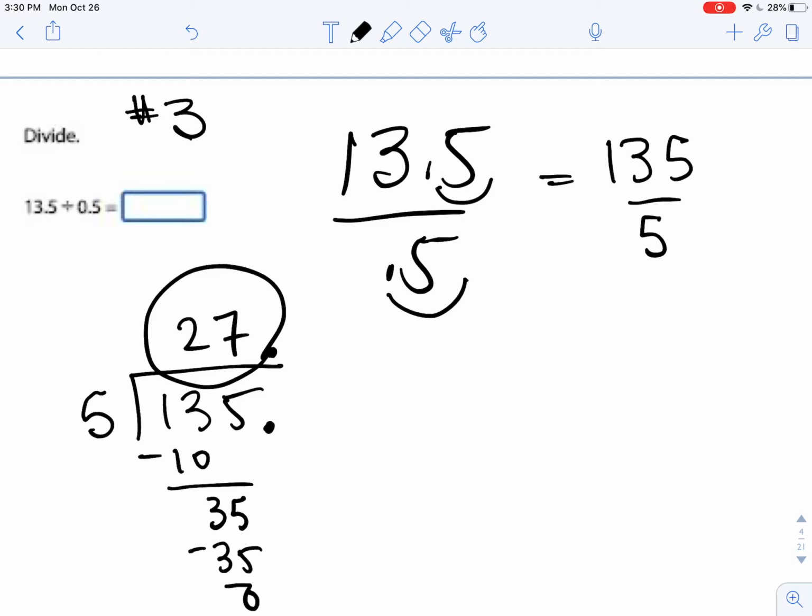And in this problem, I did not need to add any placeholder zeros. I just brought the decimal up and I did a times 10 and a times 10 because what I have to do in the denominator is make this a whole number, and that requires a multiplication by 10, so I copy that and do that in the numerator.